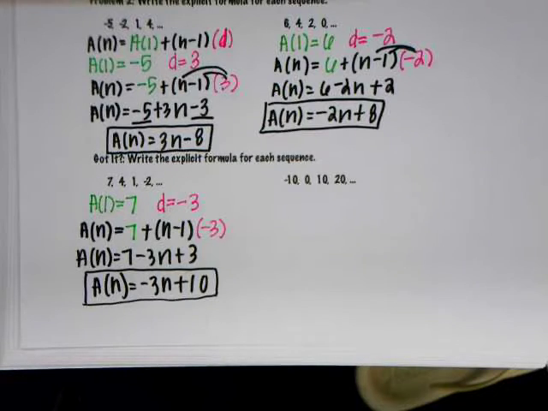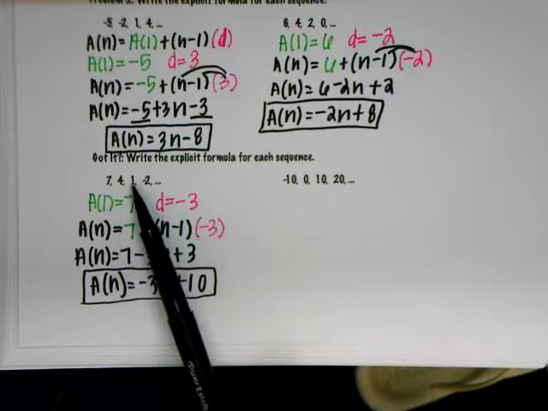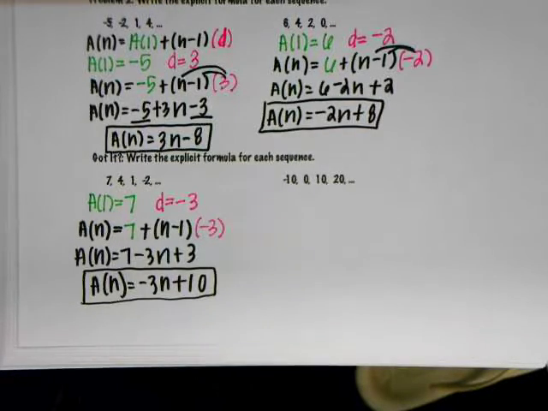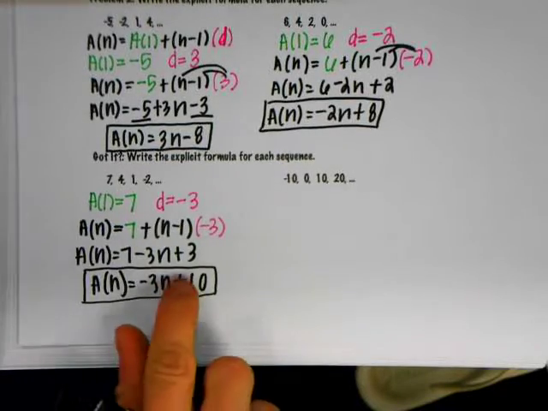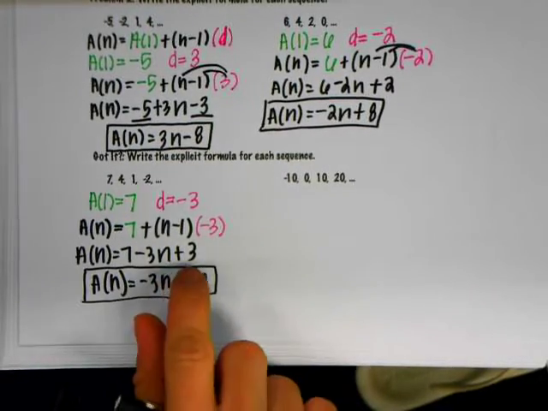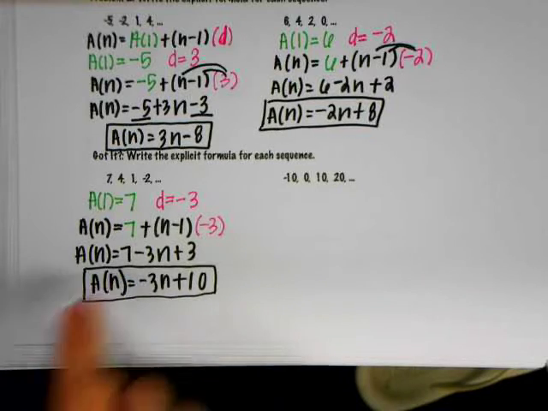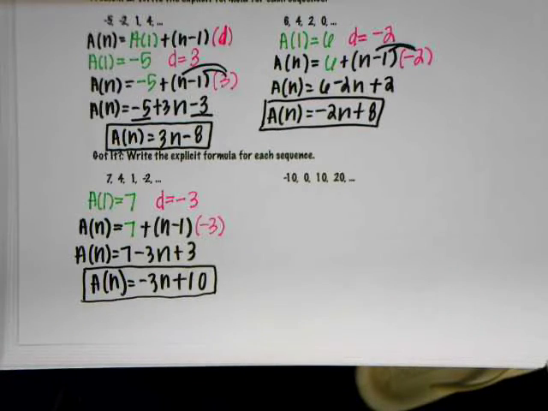How would you check your answer? You could just plug in like 3 or something, and then make sure that matches up with the third term. Yeah, right there. Yeah, and then you combine that with the 7 that you already have. Good?